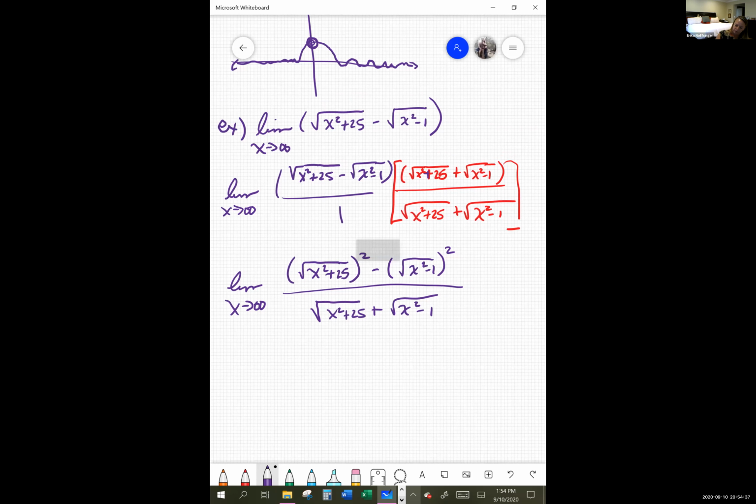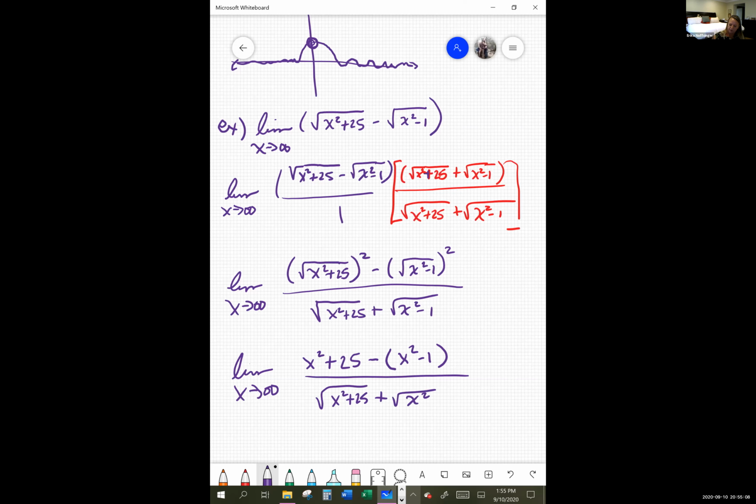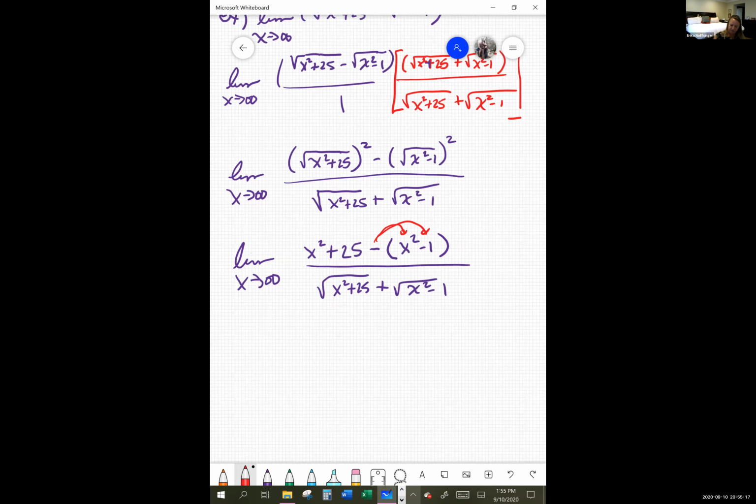So squaring a square root is nice because that gets rid of the radical. The square root of x squared plus 25, squared, gives us what's underneath, which is called the radicand, x squared plus 25, minus, and you have to be careful because there's more than one quantity here, so put parentheses, squaring this radical, x squared minus 1, all over the denominator, the square root of x squared plus 25 plus the square root of x squared minus 1. Let's distribute that negative and combine like terms.